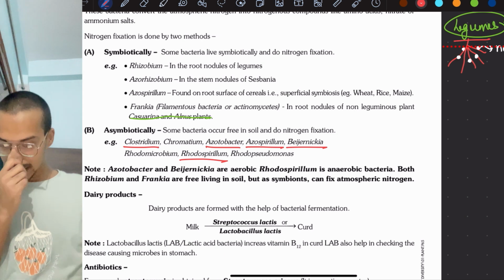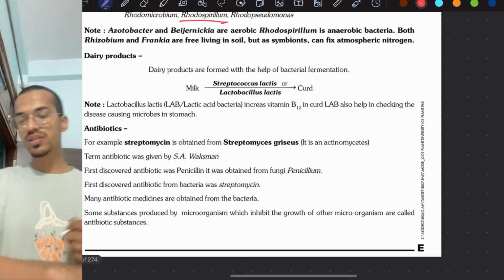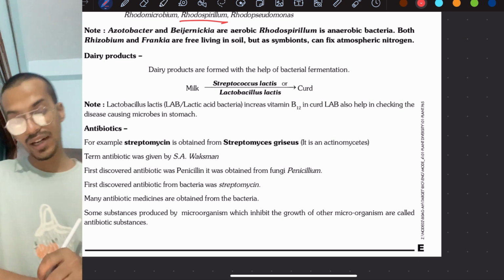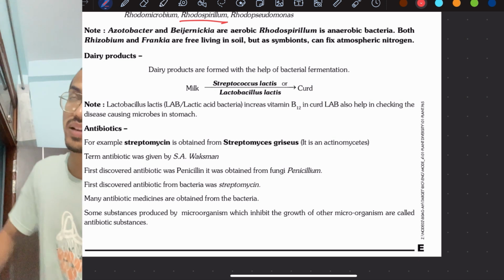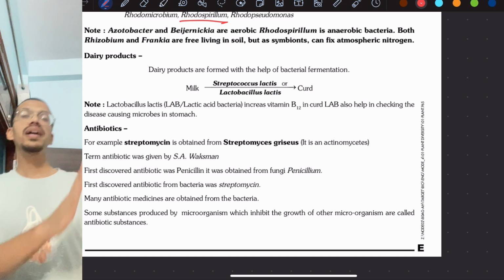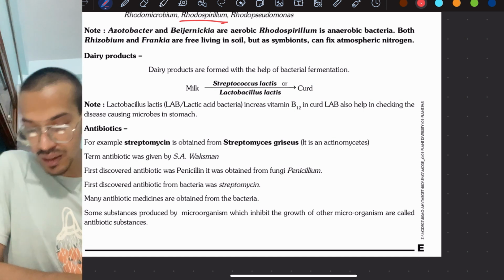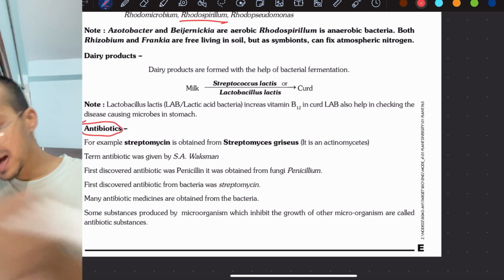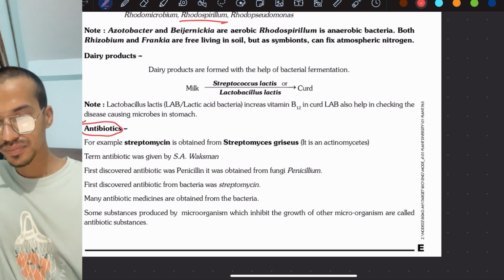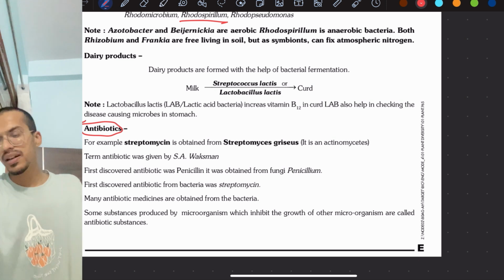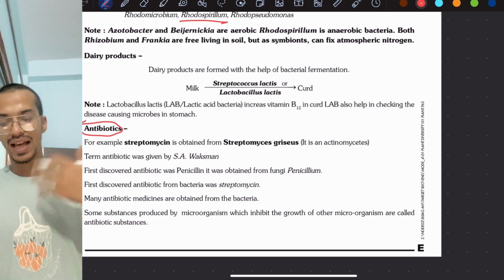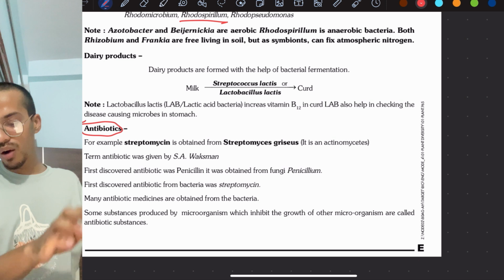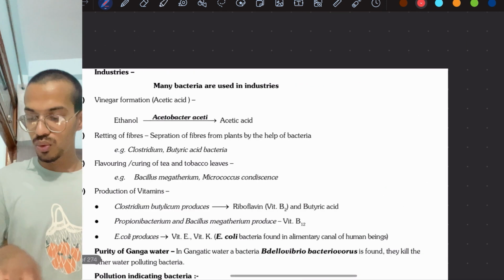Okay, so the next thing is the dairy products. We know that milk is converted into curd with the help of Streptococcus lactis or Lactobacillus. When milk is converted into curd, it increases the B12 level of the curd, which helps check the disease-causing bacteria. Then we have antibiotics, like streptomycin, amoxicillin, tetracycline, all of these have been made. The first antibiotic is penicillin, found by Alexander Fleming, which we will learn more about later.